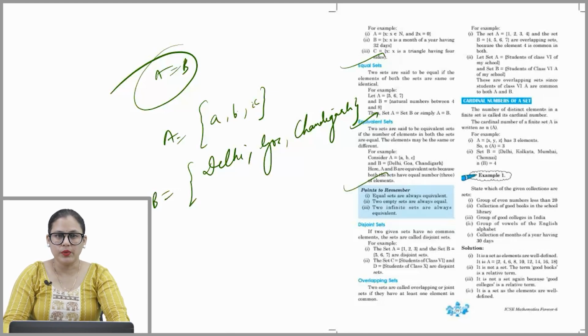Equal sets are always equivalent. 2. Two empty sets are always equal. 3. Two infinite sets are always equivalent.